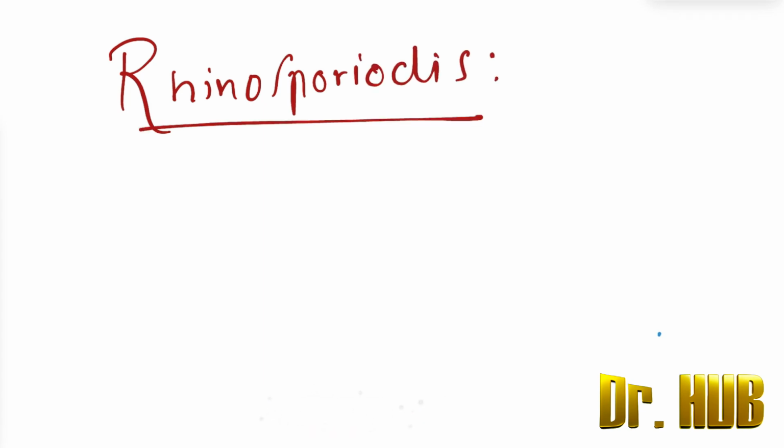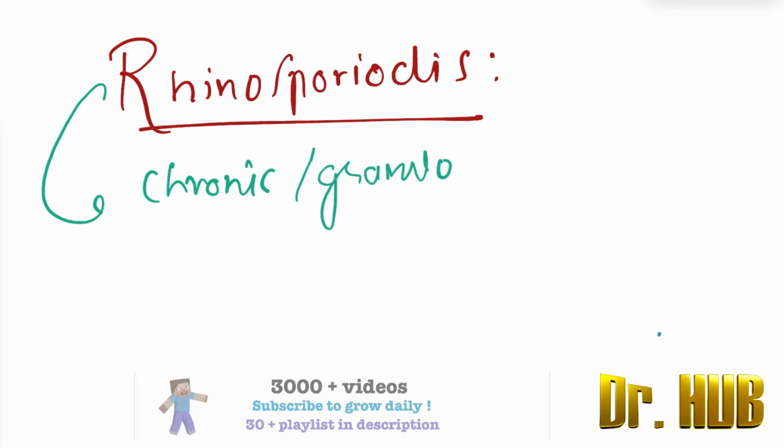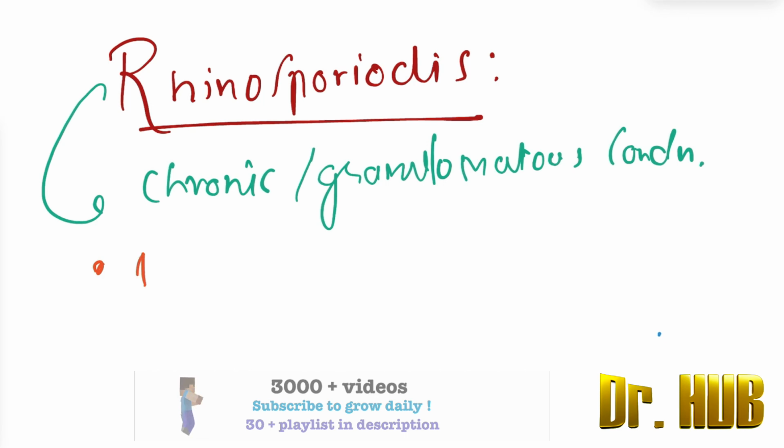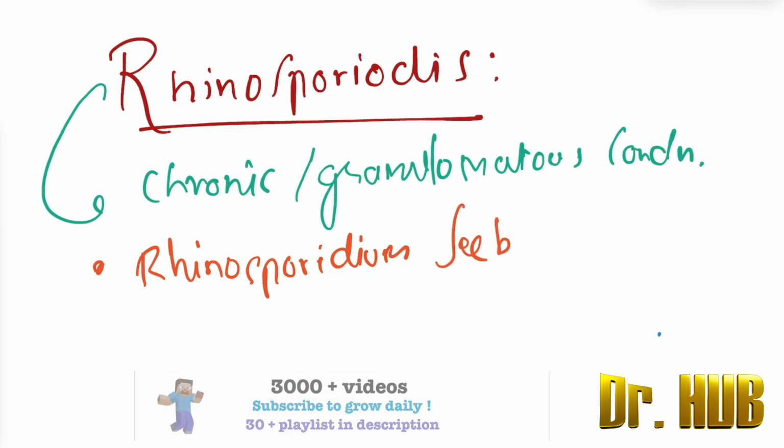Today we are going to look at Rhinosporidiosis. To begin with, what is Rhinosporidiosis? Rhinosporidiosis is a chronic granulomatous condition. It is chronic and it is granulomatous, and it is caused by Rhinosporidium seeberi.